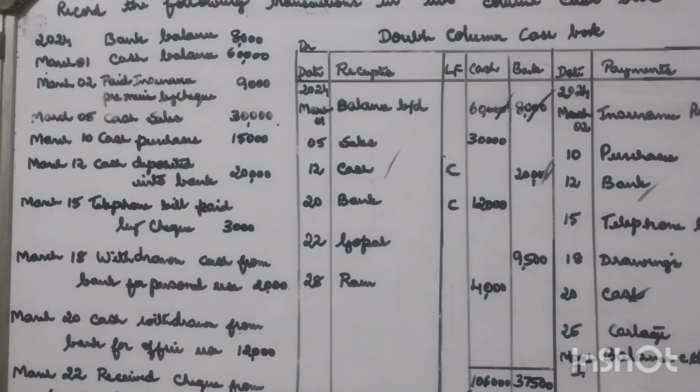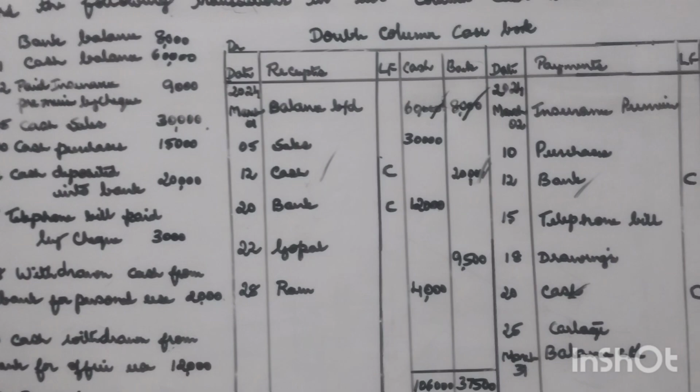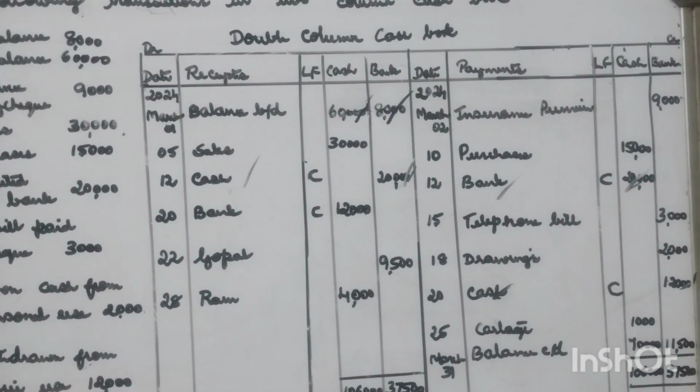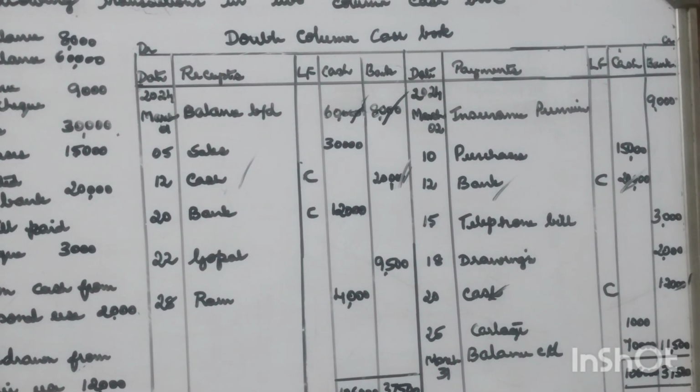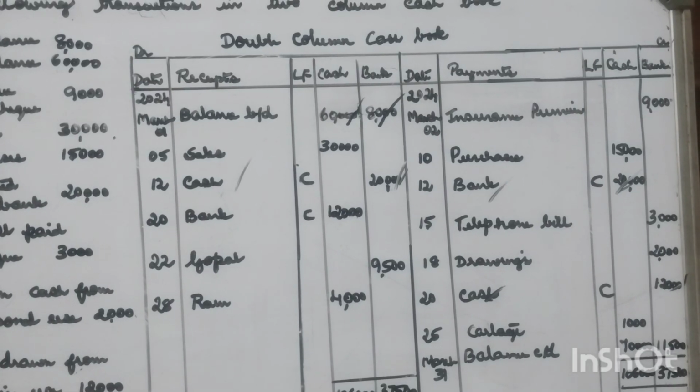Next, March 15, telephone bill paid by check. So the payment of telephone bill is made through the check. So record the date as 15, telephone bill under bank column because the payment is made through the check.